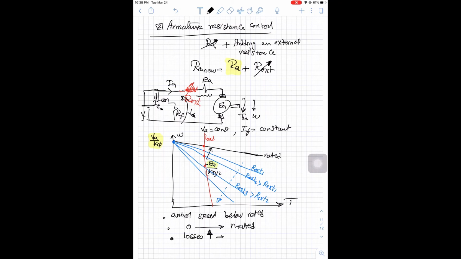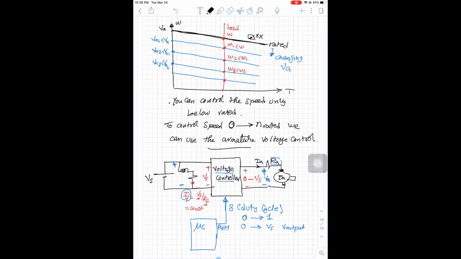Why are your losses going up? Because you are adding a resistance, which means this technique is not efficient. So this technique is simple and cheap, but it is not efficient. That's why no one is using this technique nowadays. Back in time, they were using this technique because it's simple and cheap, and at that time, no one cared about the efficiency. There was surplus energy. But nowadays, because we care about the energy, we moved from resistance control to voltage control.